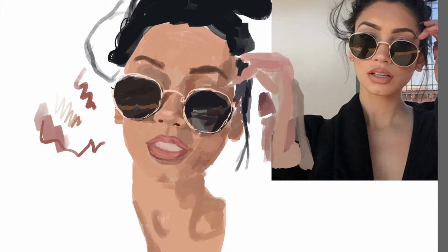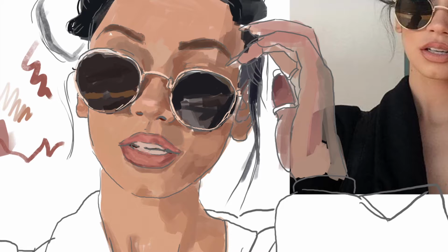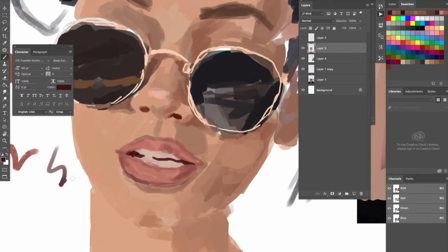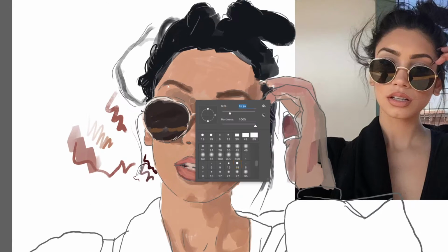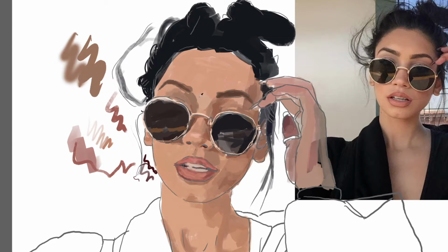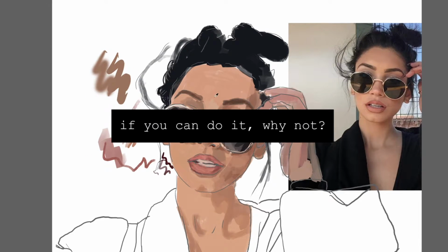And again, some people might call that cheating. I used to think it was cheating as well a few years ago, but I saw how effective it was, how much time it saved me, how good the tracing was, and how simple it was. So I have adopted it a lot recently, and yeah, why not? If you can do it, why not?